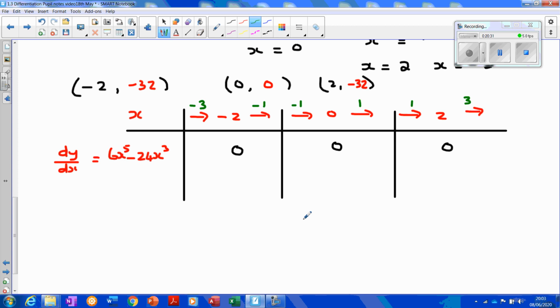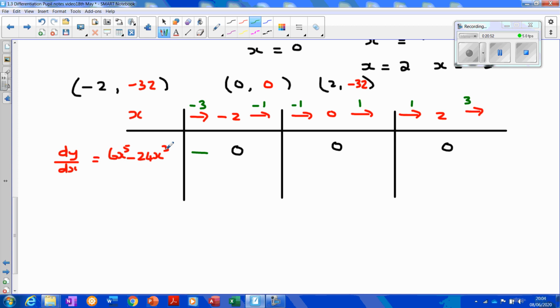Right, so we've got 6 times minus 3 to the power of 5, and that's minus 24 times minus 3 to the power of 3. Stick it all into your calculator. The answer is negative. Then I've got minus 1. I've got 6 times minus 1 to the power of 5, which is minus 6.